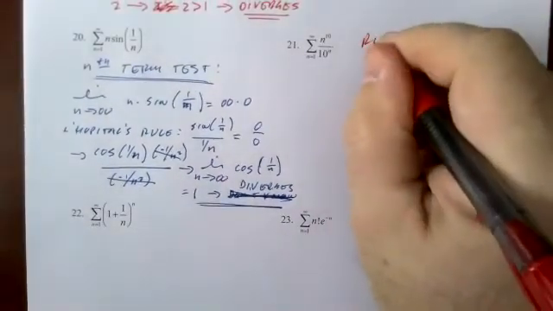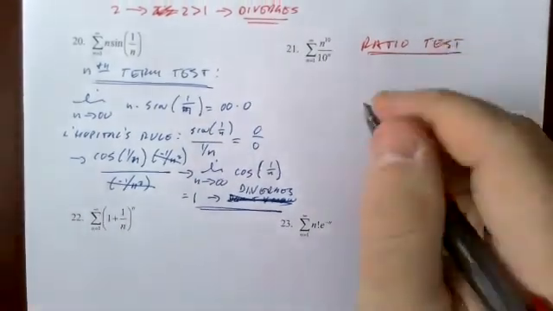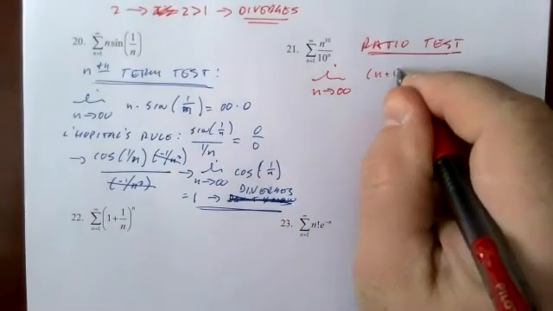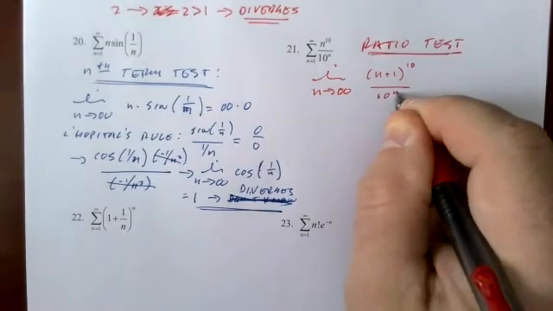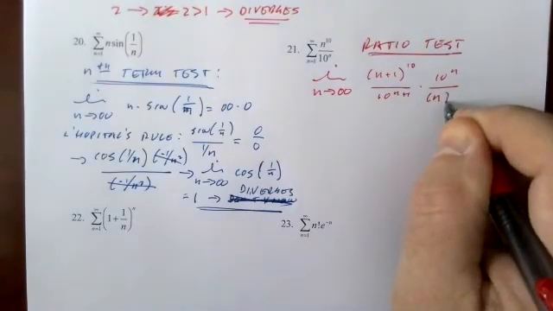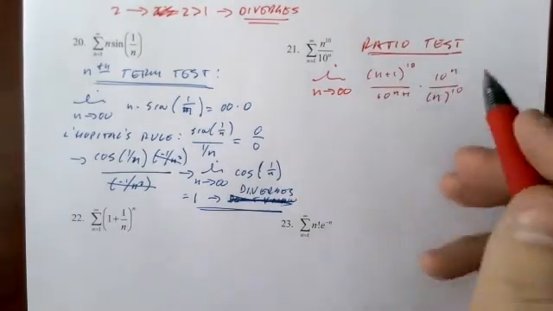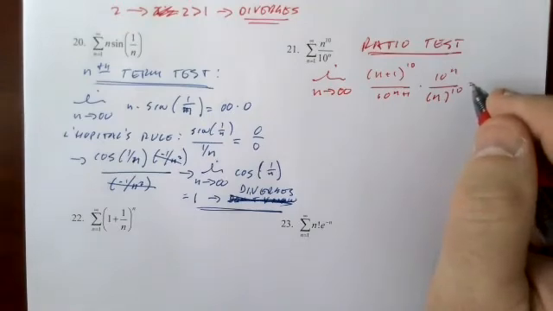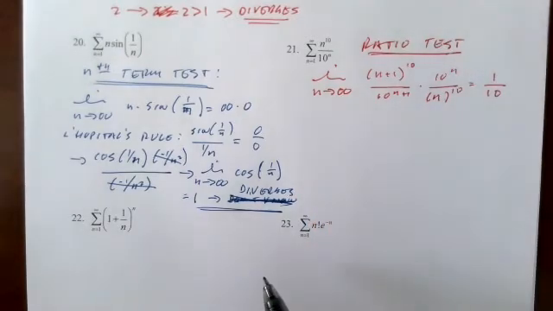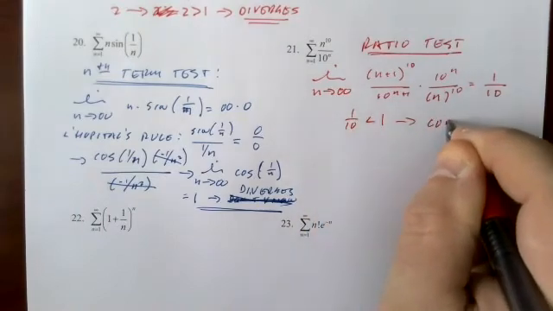Let's do the ratio test up here. Limit as n goes to infinity of (n plus 1) to the 10th over 10 to the n plus 1, times 10 to the n over n to the 10th. These are both to the 10th power, so they're gone, and we end up with 1/10. No absolute value, no x's, all that nonsense, so done. 1/10 is less than 1, converges.